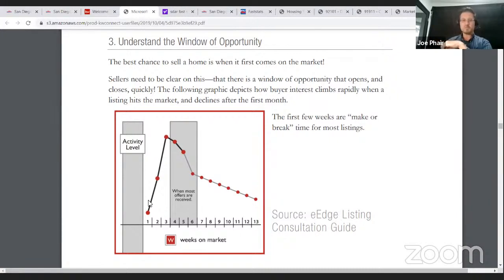The reason the first couple of weeks are super important is because nobody knows what the home is worth yet. And the more weeks it remains on market, the more likely it is that the number that you have is not going to be reached.